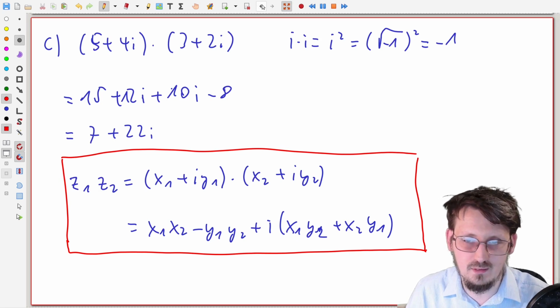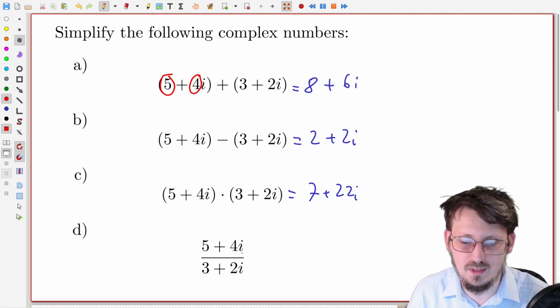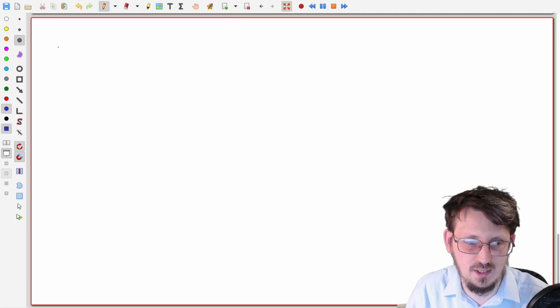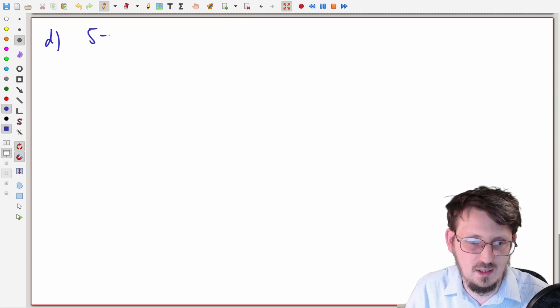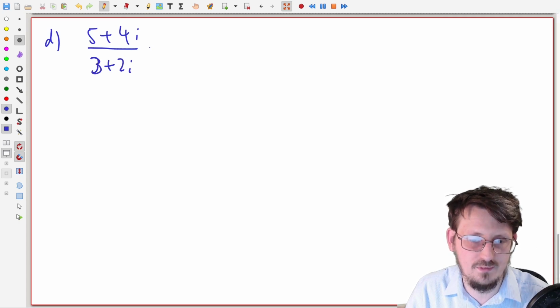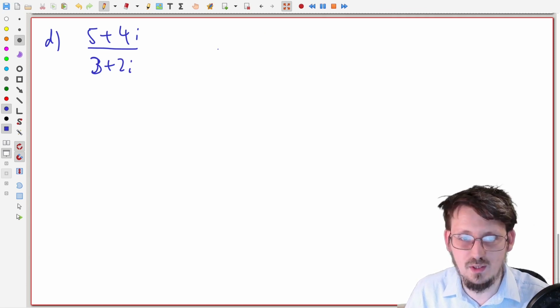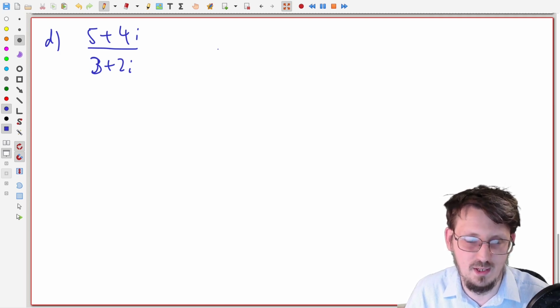And now, as I promised before, we come now to the most complicated part, which is actually the fraction of two complex numbers. So now again, I would like to create a new page and write down 5 plus 4i divided by 3 plus 2i. This is a little bit tricky. Similar to what we have done before, we want to get one complex number with a real part and an imaginary part, which means we have to get rid of this denominator. And we are doing this by using a trick, actually.